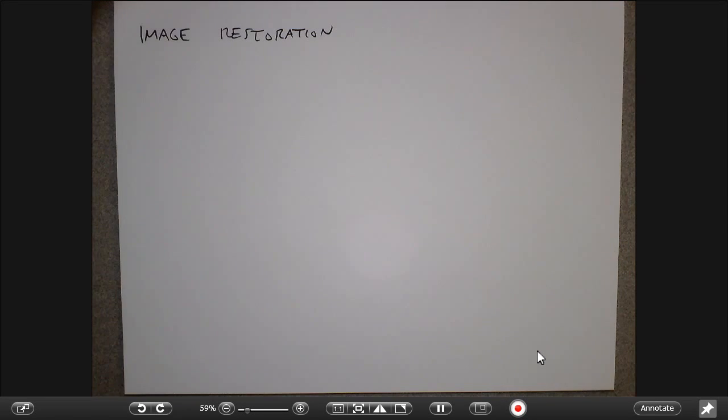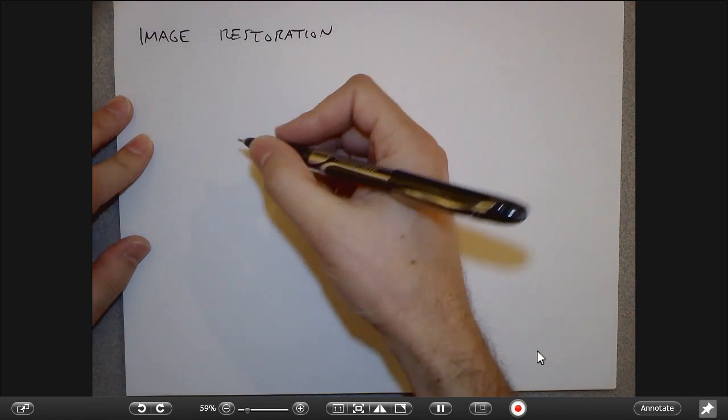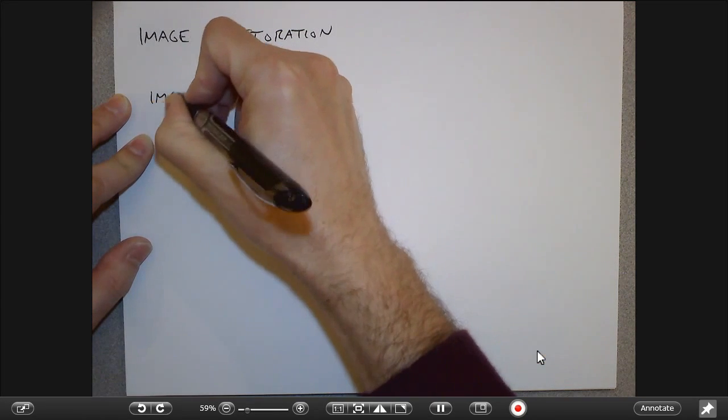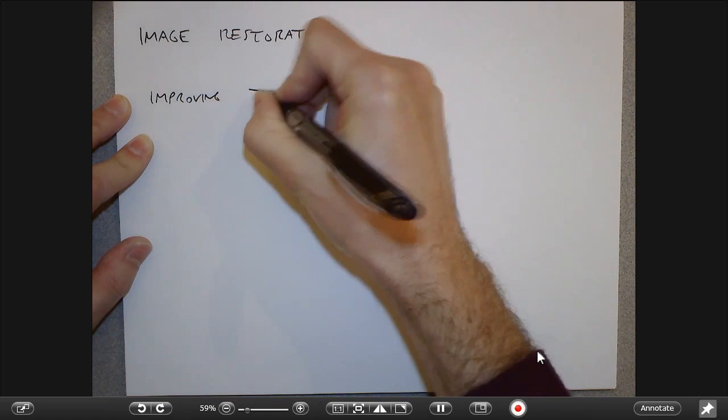Okay, so what I talk about today is called image restoration. Image restoration is, again, a way of making an image look better. And in general terms, we already talked about this a little bit. We've talked so far about improving the visual quality of an image.